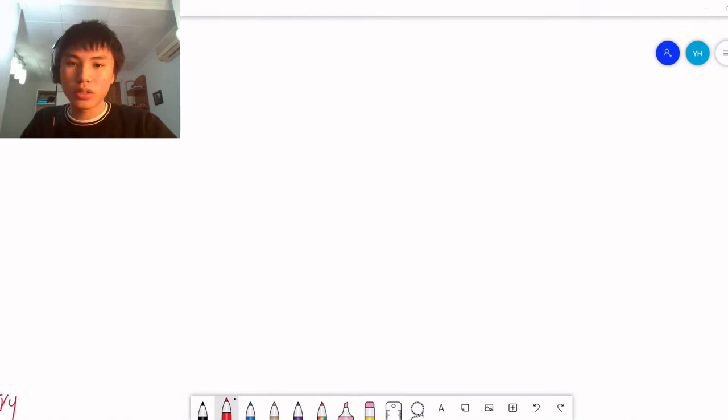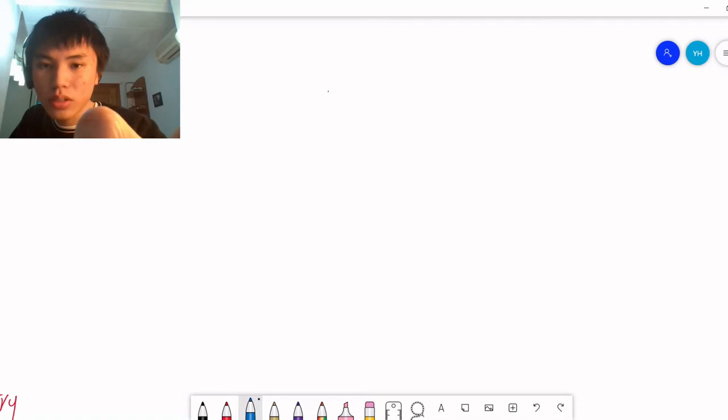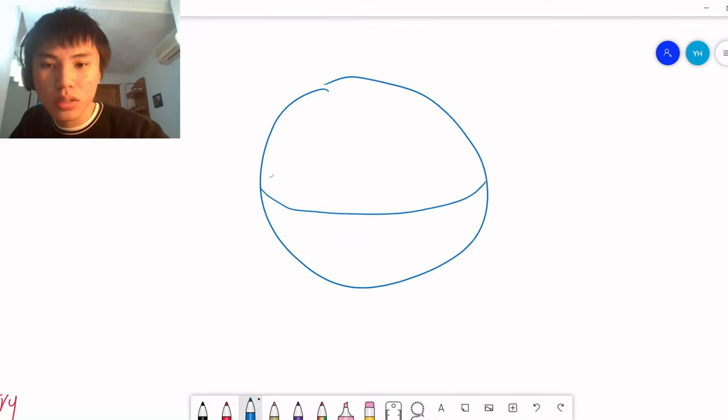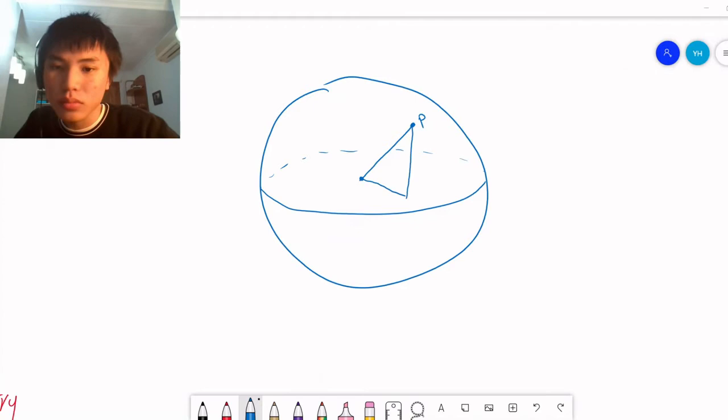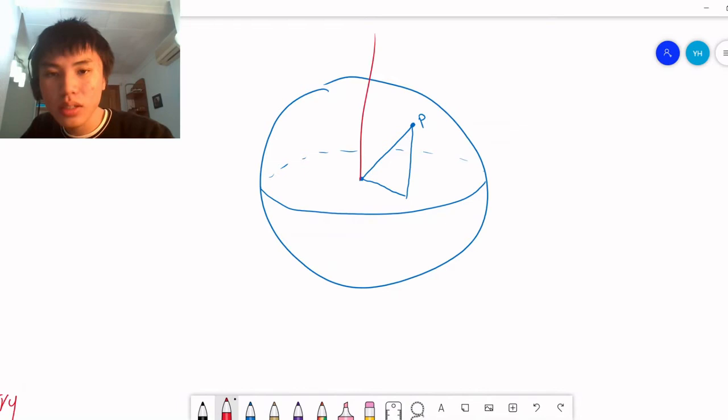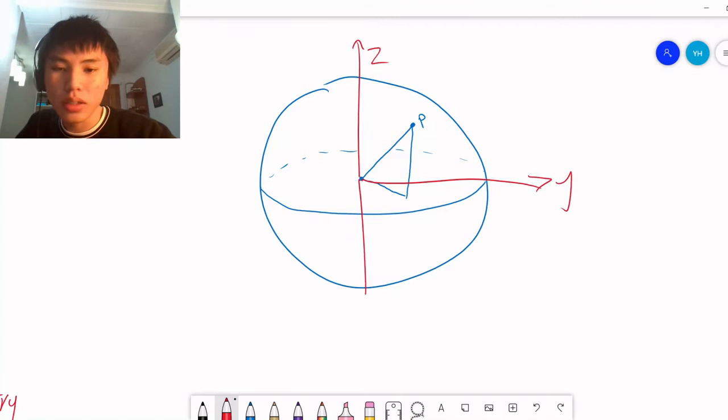Let's say we have a sphere. And I'm going to draw this in blue again because blue is an awesome color. And now let's say we have a point P on the sphere, on the outer edge of the sphere. And then we have the center. Drawing a line to this point P and directly down onto this equator plane, we can define certain angles. Now, let's say that this is the z-axis, this is the y-axis, and this over here, this drawn longer, is the x-axis.